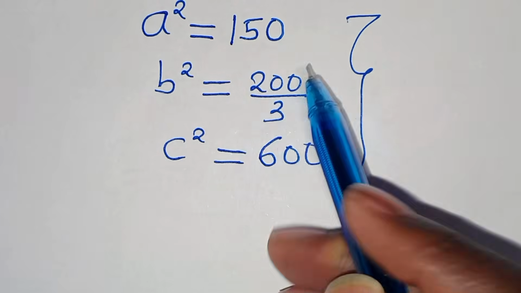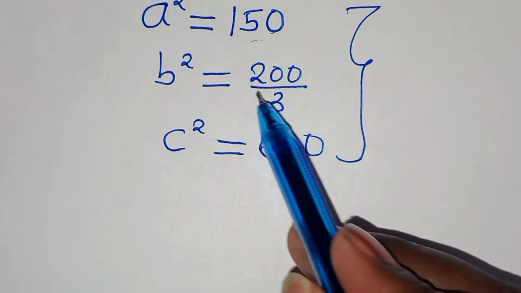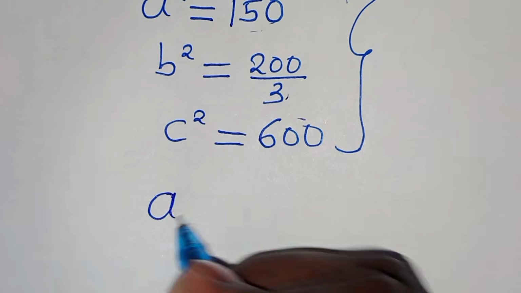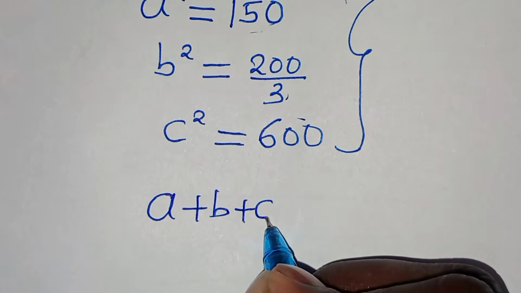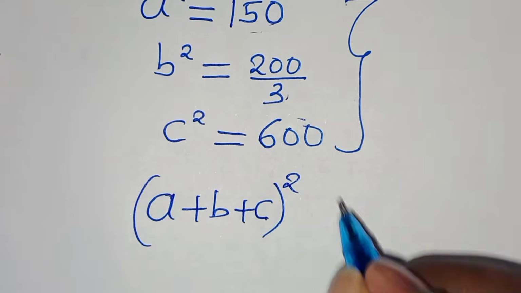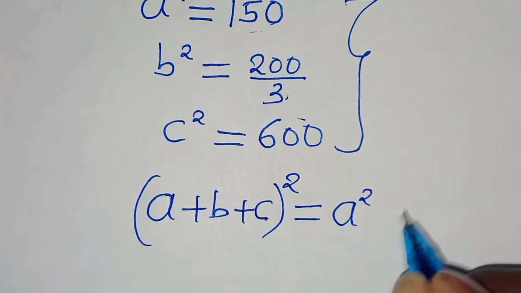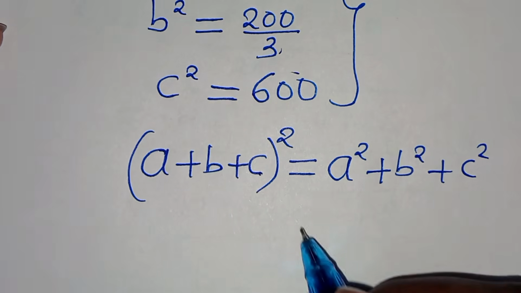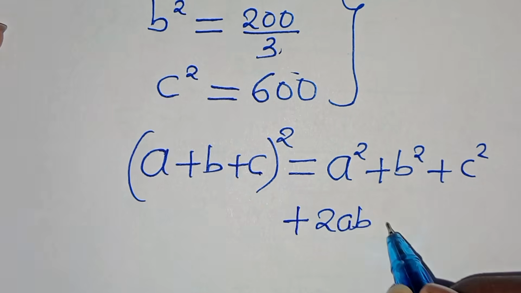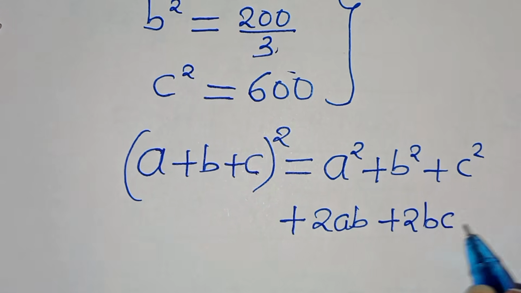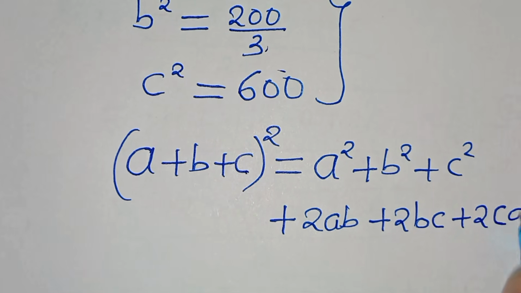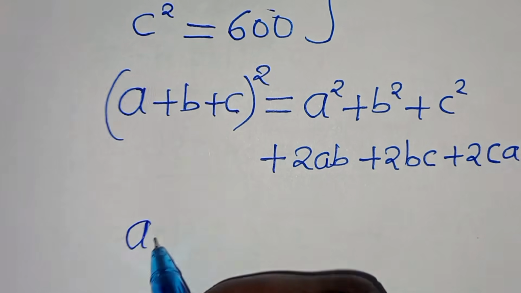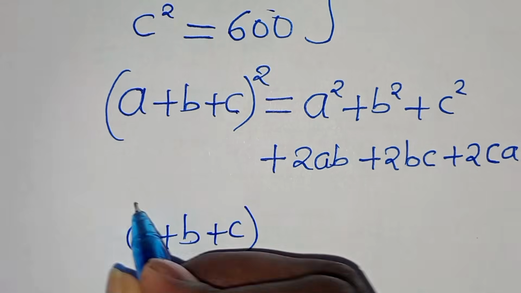So we have a squared, b squared, and c squared. Now we have a squared is equal to 150, b squared is 200 over 3, c squared is equal to 600. So we have that a plus b plus c raised to the power of 2 is the same thing as a squared plus b squared plus c squared, then plus 2 times ab plus 2 times bc, then plus 2 times ca.